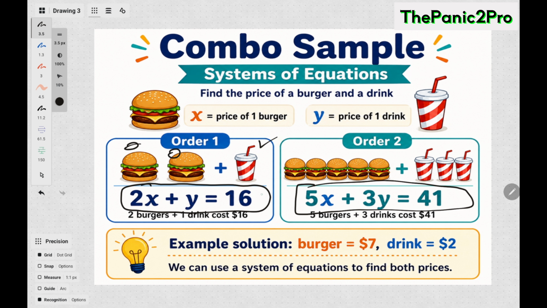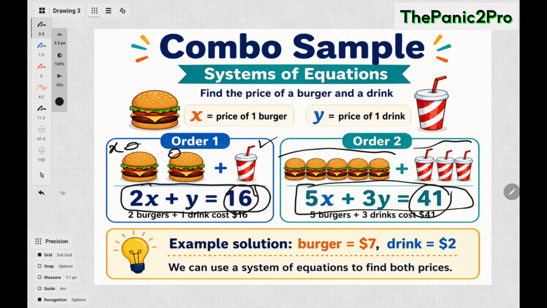and they're pricing that as $16. And on another menu, they have five burgers with three drinks, and they're pricing that at $41. Now you might be interested, and you might not care at all too, but you might be interested in how much is the price of each burger.